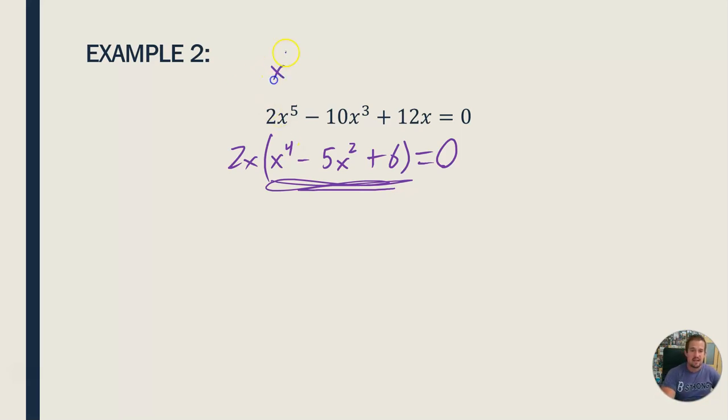If I rewrote that as x squared minus 5x plus 6, that's just a quadratic I could factor. And this is the exact same thing with all the exponents doubled. So let's take a look at just this and factor.